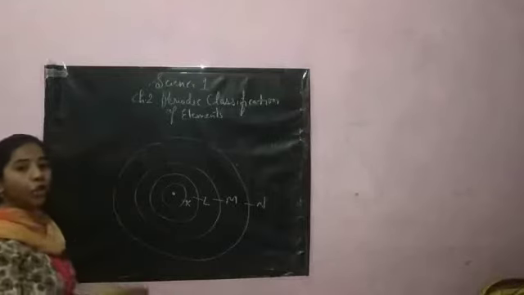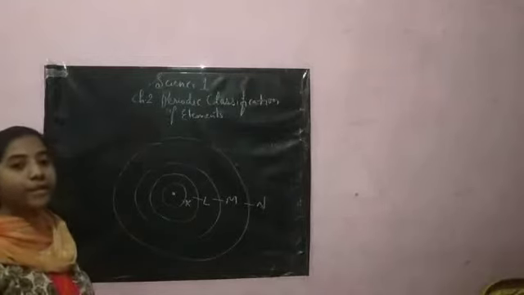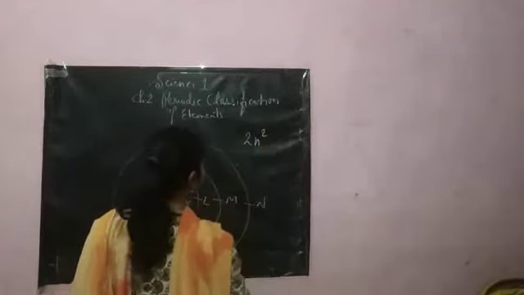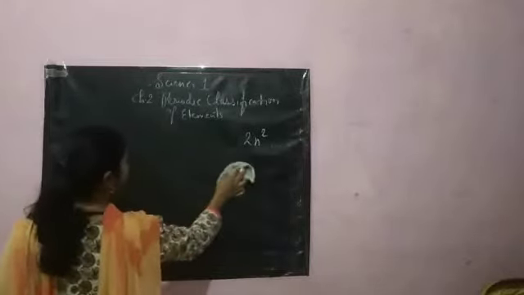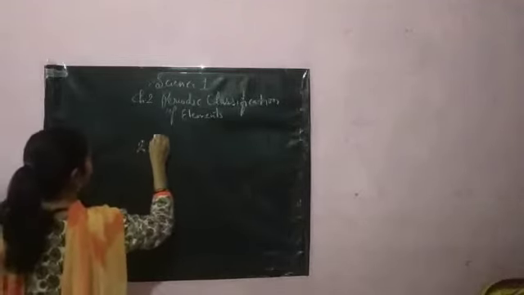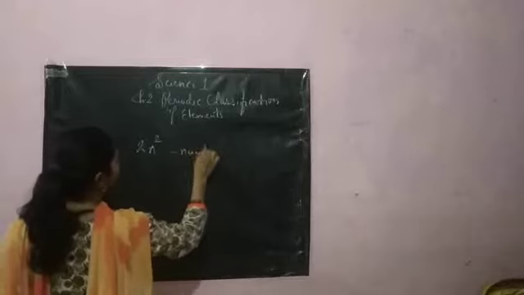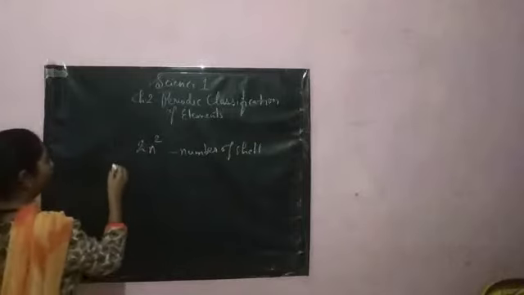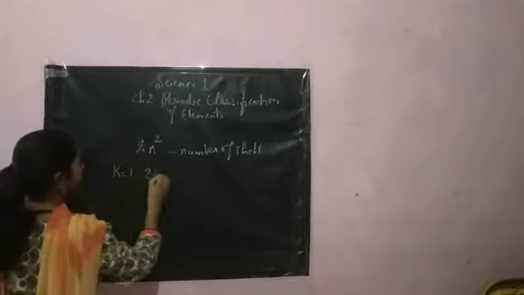Then are these electrons randomly placed in the atom? No, it is not like that. They are present as per a rule, and that rule is 2n squared. Now let's see how. The general formula for the number of electrons to be fitted into a shell is 2n squared, and here n represents the number of the shell. So if it is the first shell, the K shell, then in place of n, we will substitute the value 1.